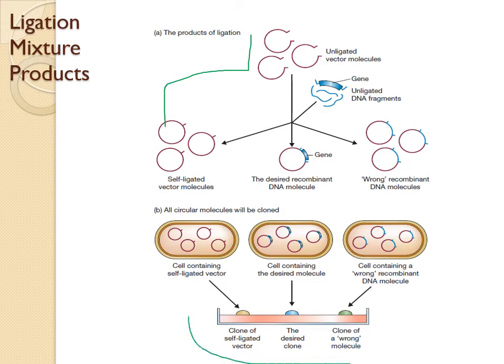So you can see it very easily, the cells containing wrong. All of this is very much self-explanatory. So all circular molecules will be cloned, whereas the desired molecules will be cloned and not.